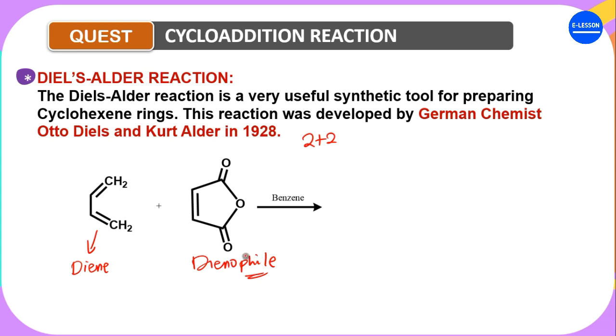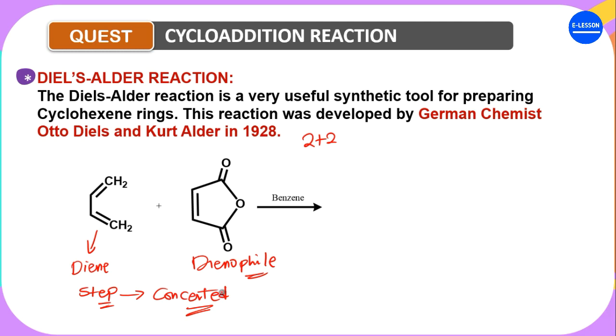So how does this reaction occur? It occurs in just one step. And we said that whenever a reaction occurs in one step, what do we call it? We say it's a concerted mechanism. So this reaction occurs in just one step and is concerted, and it involves a reaction between a diene and a dienophile to form cyclohexane ring.